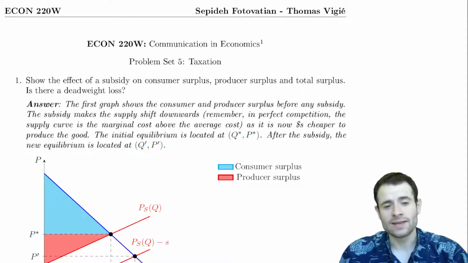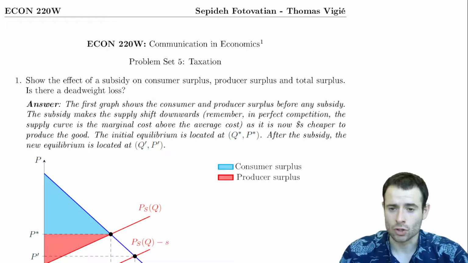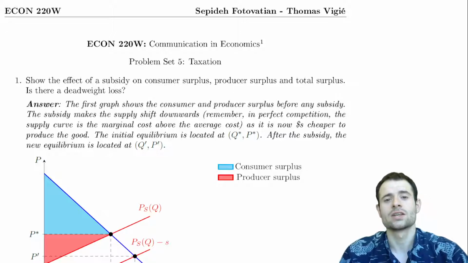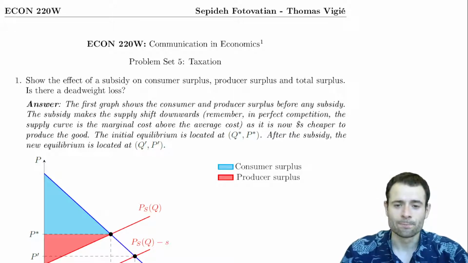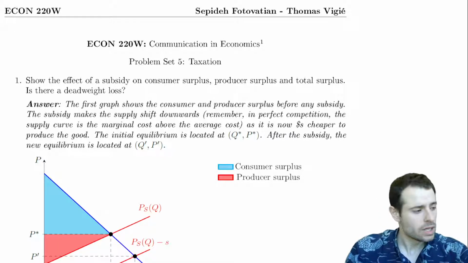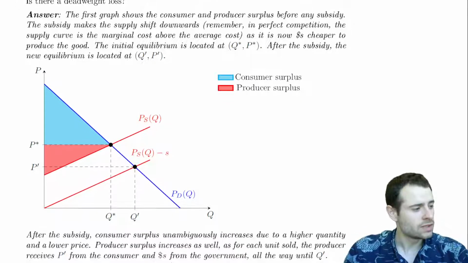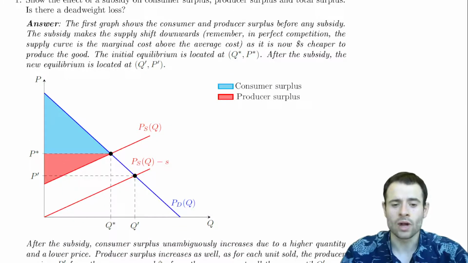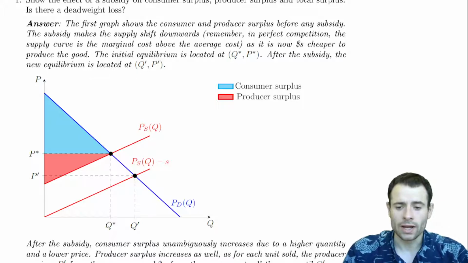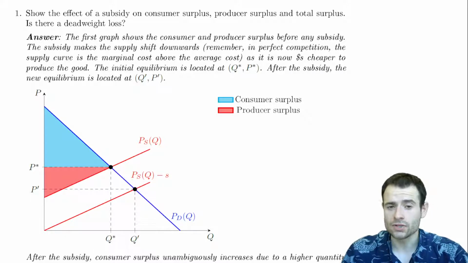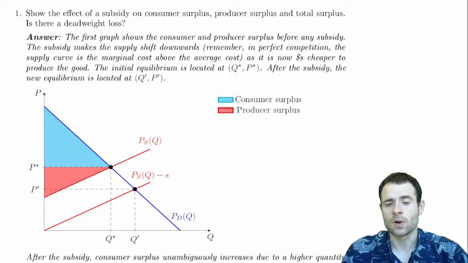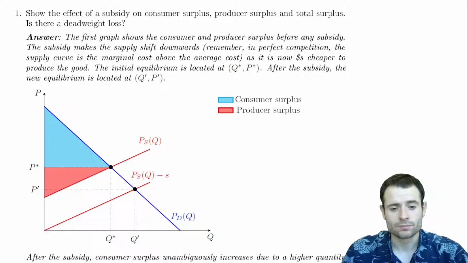First, let's look at the effect of a subsidy on consumer surplus, producer surplus, and total surplus. Is there a deadweight loss? Well, I already spoiled the result. There will be. In this first graph, we see the market equilibrium before a subsidy. The market equilibrium is located at P star, Q star. The blue area corresponds to the consumer surplus, while the red area corresponds to the producer surplus.